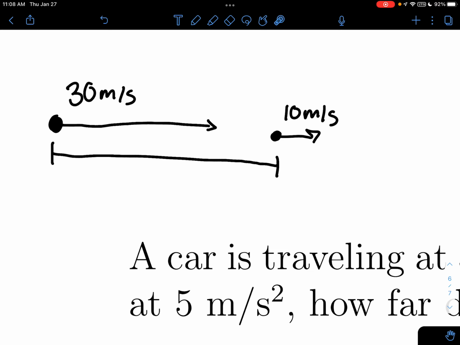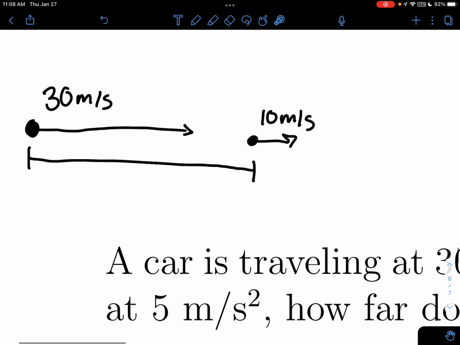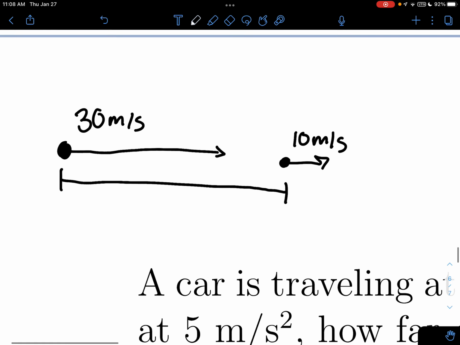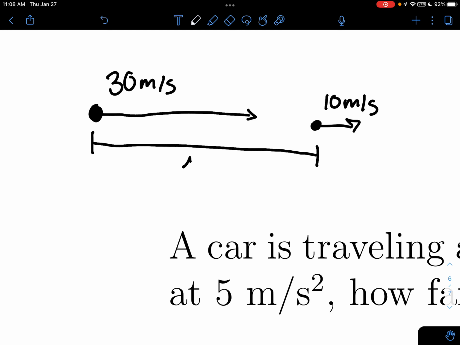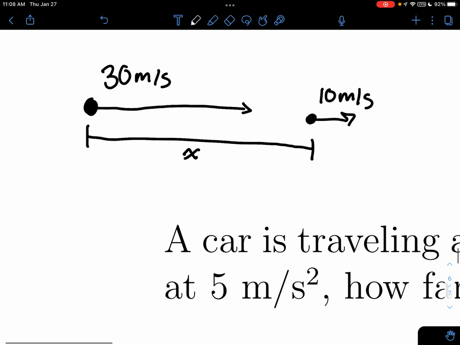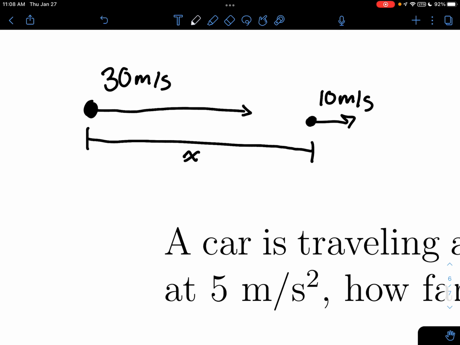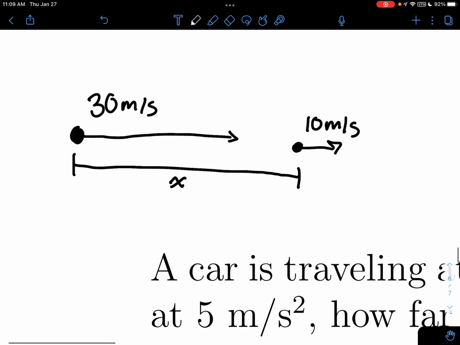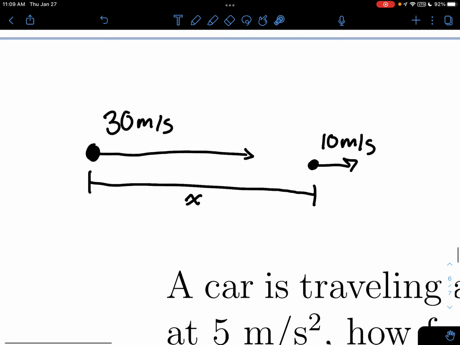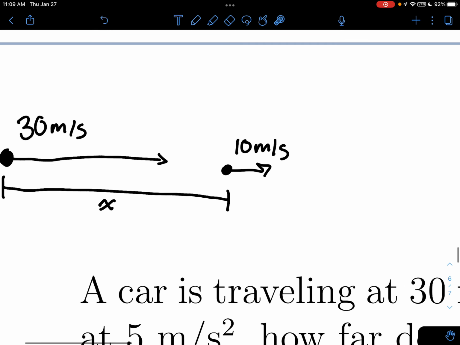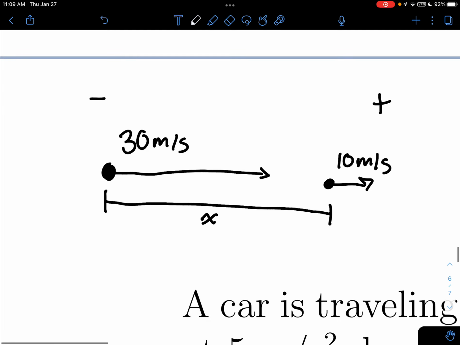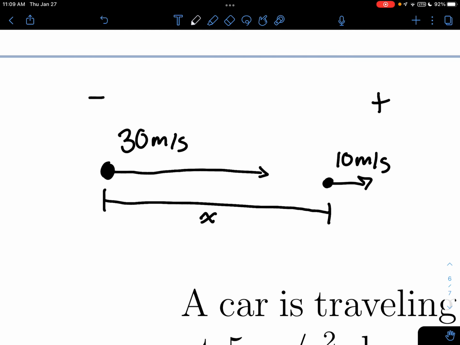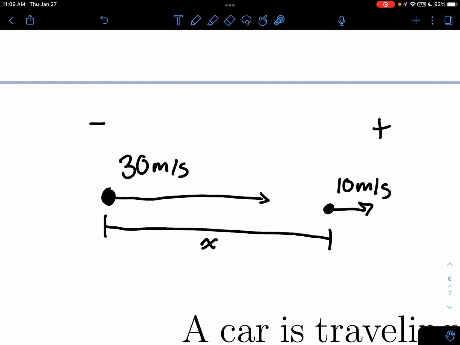Something like that, right? We want this one to be longer than this one. So these are our velocity vectors, and we're trying to find our delta x, or our change in position, for this. We know that our acceleration is going to be the difference between these two vectors. In this case, I'm saying that this is going to be the positive direction and this is the negative direction, because I know that it's traveling to the right and it's slowing down to the right.